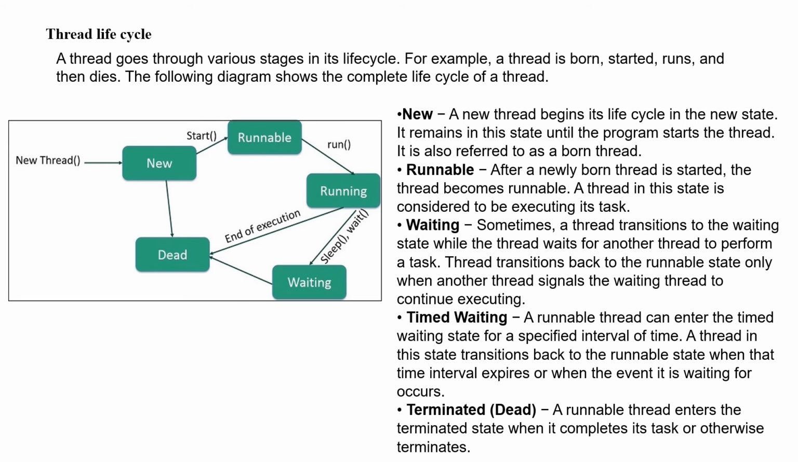Timed waiting. A runnable thread can enter the timed waiting state for a specified interval of time. A thread in this state transitions back to the runnable state when that time interval expires or when the event it is waiting for occurs. Terminated. A runnable thread enters the terminated state when it completes its task or otherwise terminates.